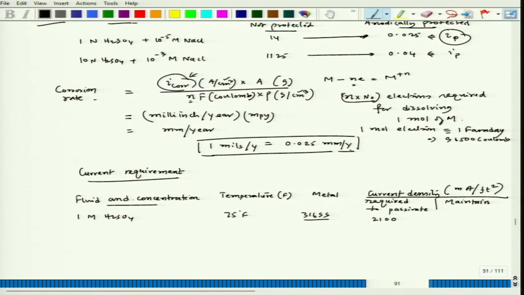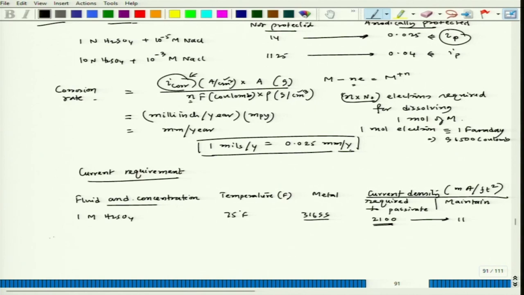You have to just convert the length unit into meter or centimeter, then you will get that. But this value is very high when you consider this 2100 milliampere per feet square. To maintain, it needs hardly 11 milliampere per feet square. So you can sense that the amount of current required to maintain at E protection is very, very low.